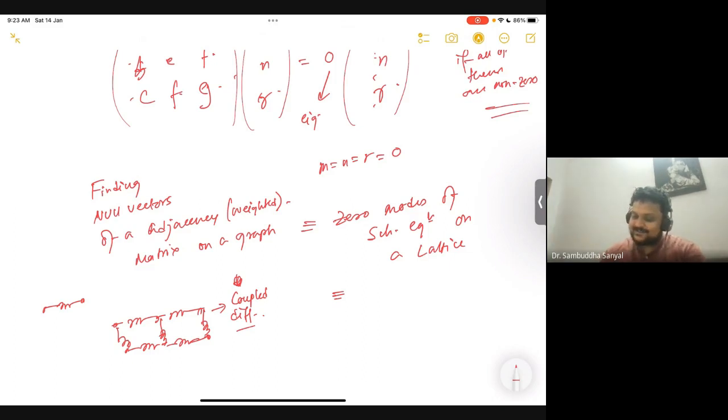So zero modes of the Schrodinger equation on a lattice are equivalent to non-deformed solutions of a mass spring network. This means that when you write down this coupled differential equation, linearize it, and write it in a matrix form, you can show that these zero modes are basically those solutions that don't deform the lattice, which means all the springs are either stretched or squeezed at the same time.